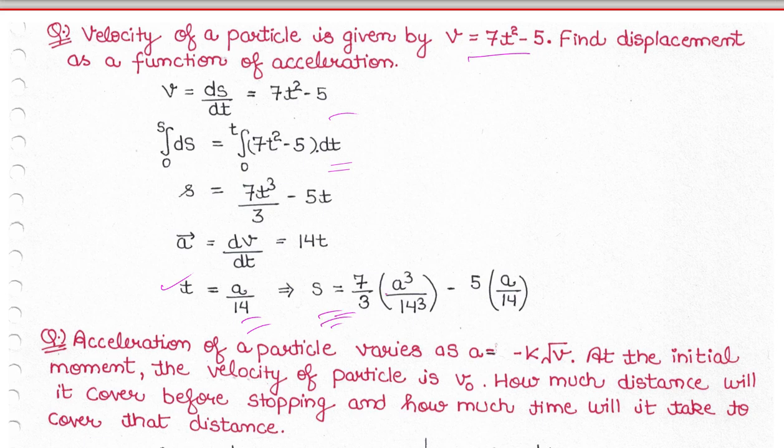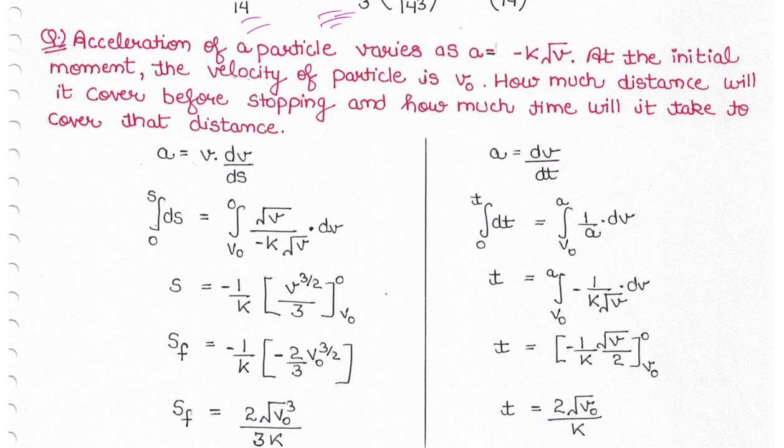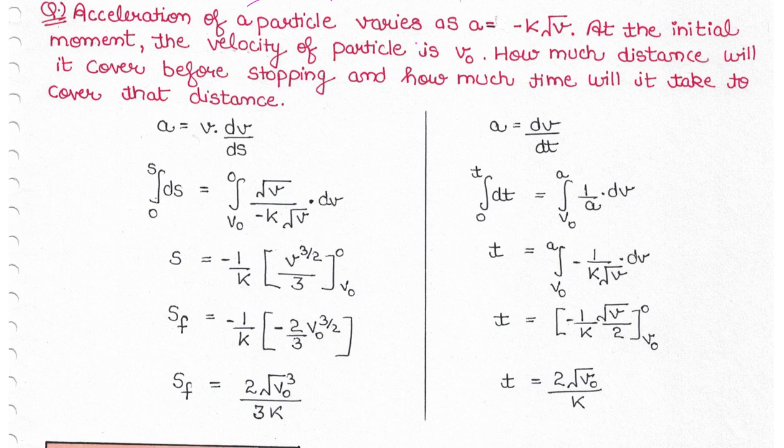or s is equal to this. Okay, now the acceleration of a particle varies as a is equal to minus k root v. At the initial moment, the velocity of the particle is v0. How much distance will it cover before stopping, and how much time will it take to cover that distance?